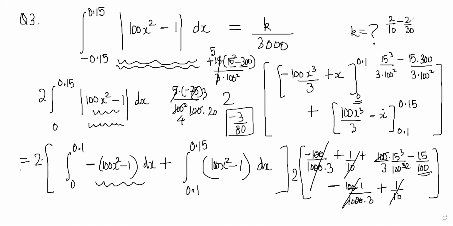So you have 2 by 10 plus minus 2 by 30 and minus 3 by 80. Great. So this becomes 6 by 30 minus 2 by 30. So 4 by 30 minus 3 by 80. So you can multiply this by 8 and multiply this by 3. So 32 minus 9 by 240. So you get 23 by 240. Multiply by 2, so 23 by 120. My answer is coming out to be 23 by 120.